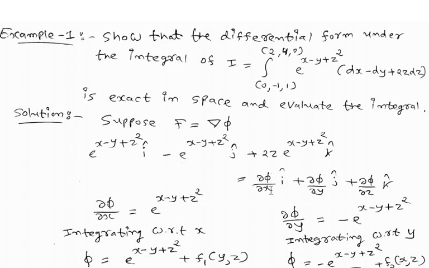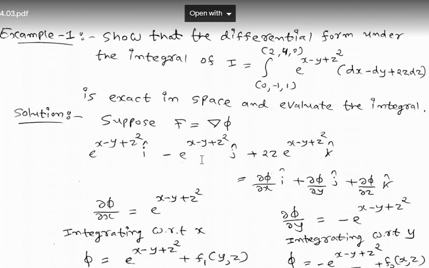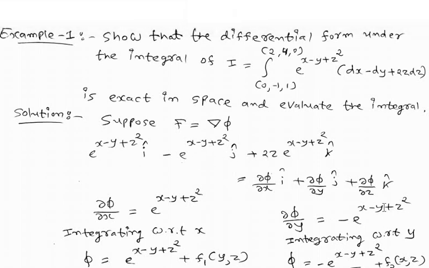Okay, so by comparison we have del phi by del x is e raised to x minus y plus z square, del phi by del y is minus e raised to x minus y plus z square, and del phi by del z is 2z e raised to x minus y plus z square.